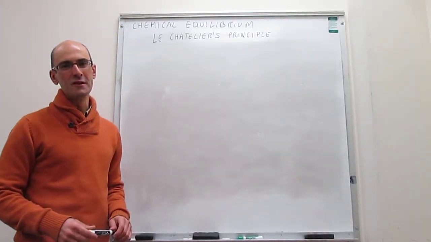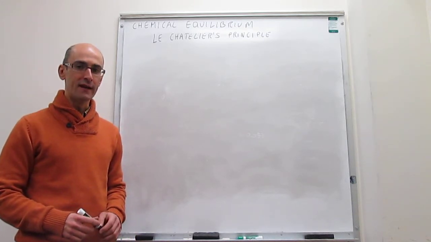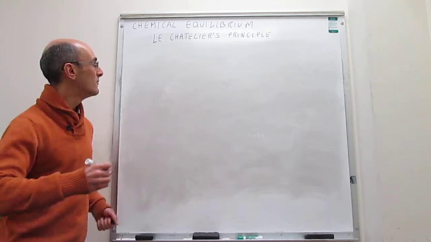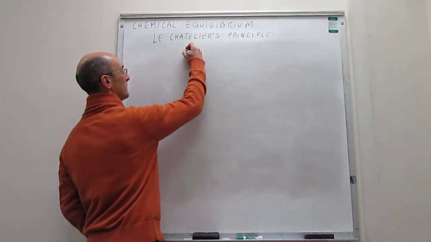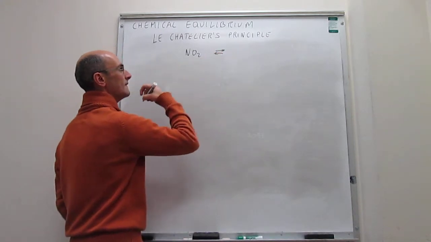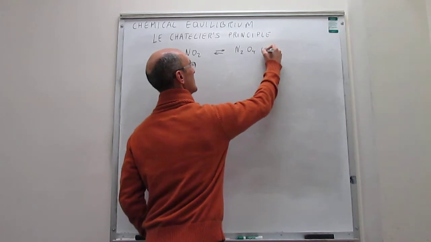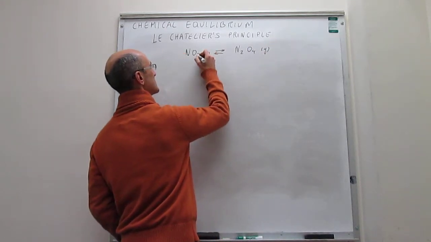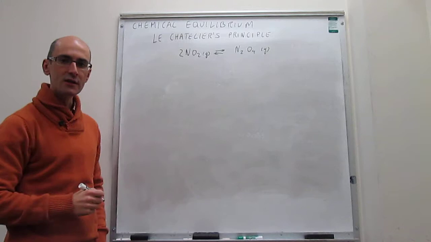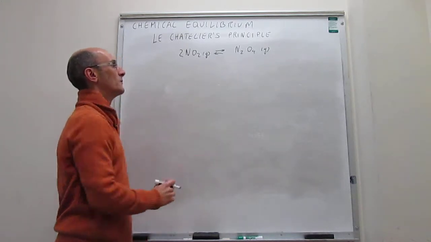In this video, we continue our understanding of Le Chatelier's principle by looking at an equilibrium in the gas phase. So the equilibrium is going to be nitrogen dioxide generating dinitrogen tetroxide, which is a very well-known equilibrium in the gas phase. It's a dimerization of nitrogen dioxide to get this molecule.